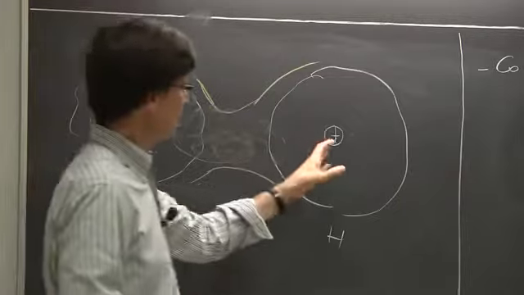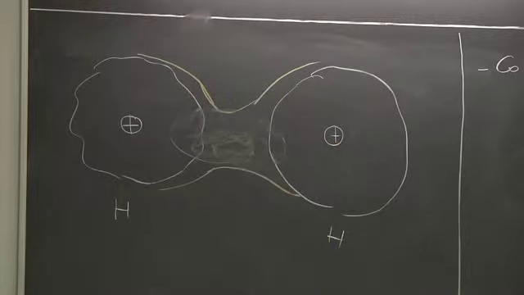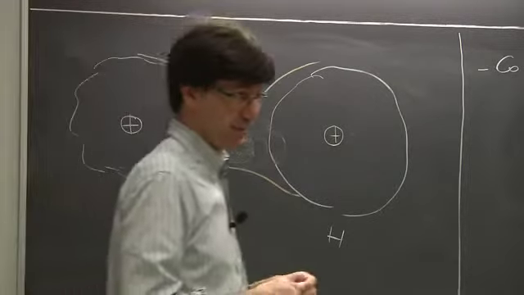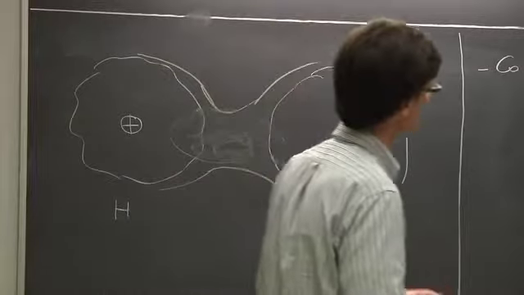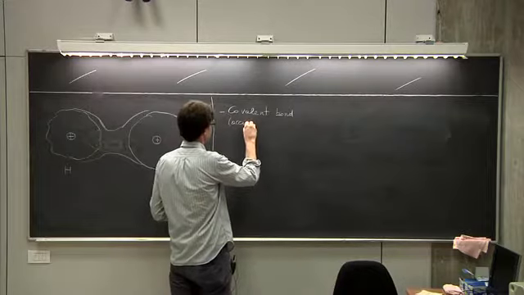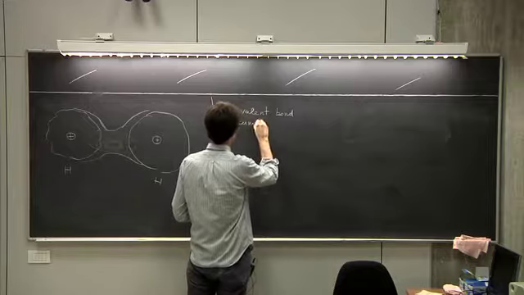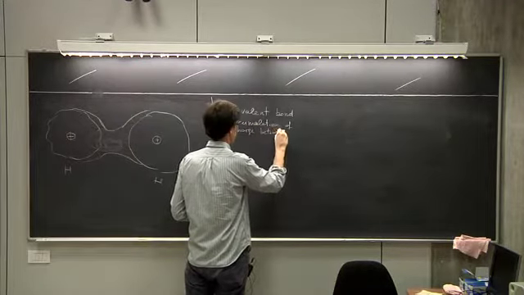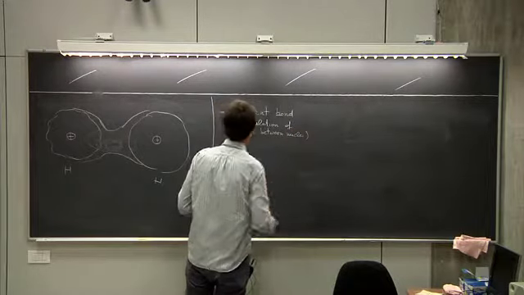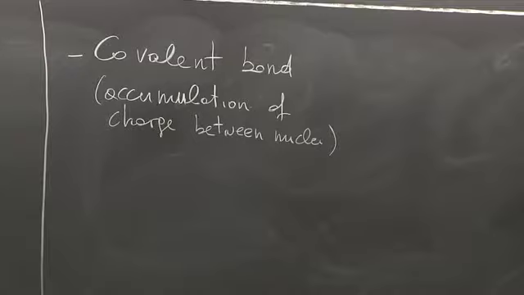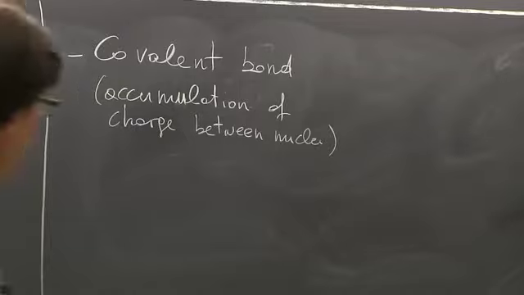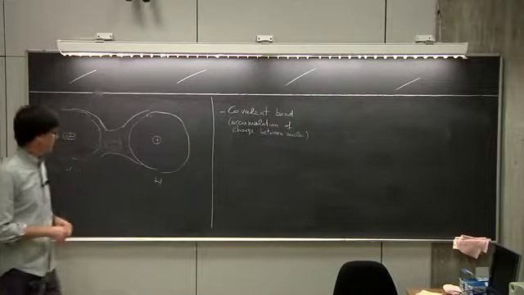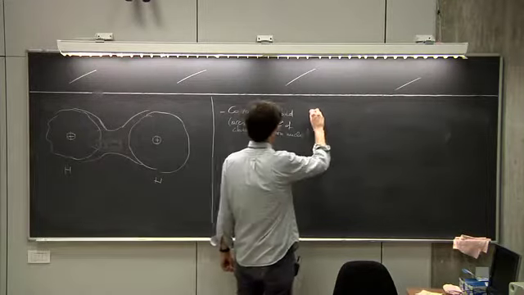And of course, in the process of doing this, the energy will be lowered with respect to the energy that the two atoms had at the beginning. So the covalent bond typically corresponds to a redistribution of the charge and to an accumulation of charge between the nuclei. And of course, as a consequence of this, you have a reduction of the energy of the system. The energy of the system goes down. And typically this takes place between like atoms.